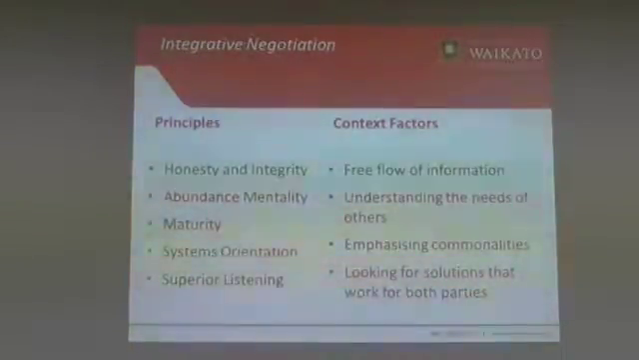Once these principles are established in the group, there are several factors that shape the discussion, including the free flow of information. What's important and the alternatives need to be seen and shared openly. Understanding the needs of others. It might help to articulate what the other party seems to be needing if they seem to struggle to articulate it themselves. Commonalities. Reframing the needs of the individual so that they're reflective in the collective goals. And finally, solutions. You need to be firm in your needs and interests, but flexible in how you get there.